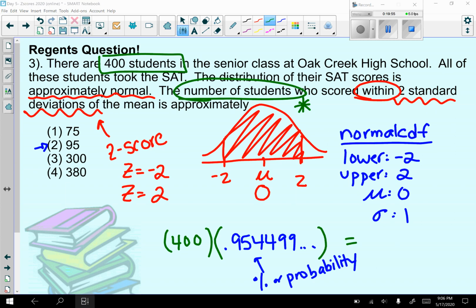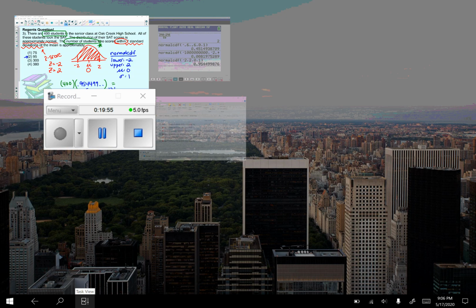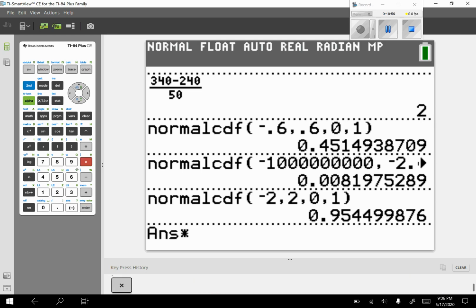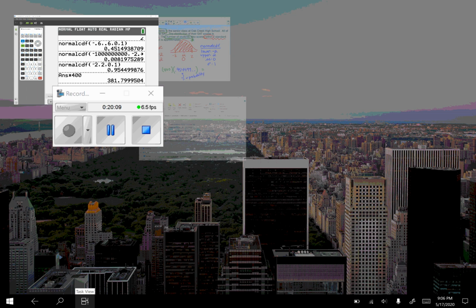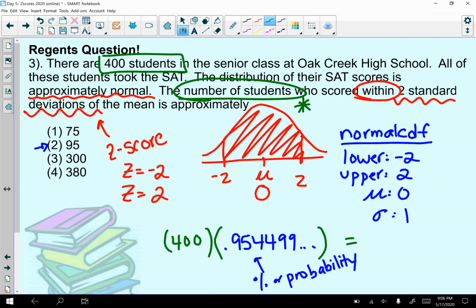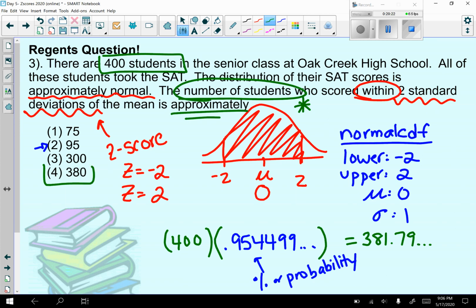So I'm going to go back to my calculator. That value is already stored in there, so I'm just going to hit the times button, 400. So I have roughly 381 students, 0.79. So let's go back. 381.79. Looking at my answers, approximately, it rounded for me. Choice 4, 380.